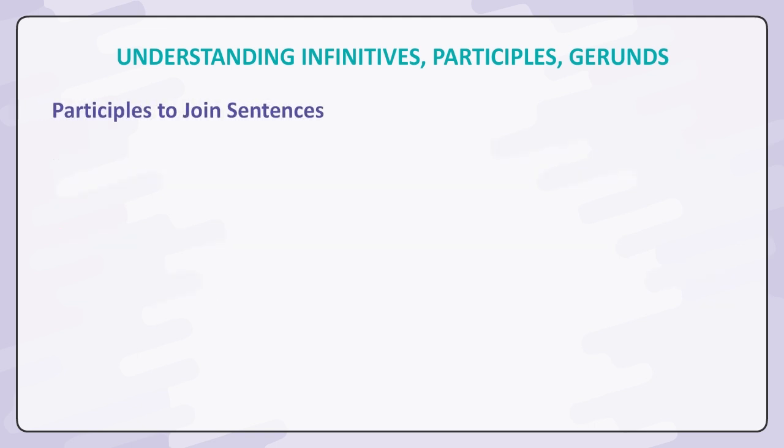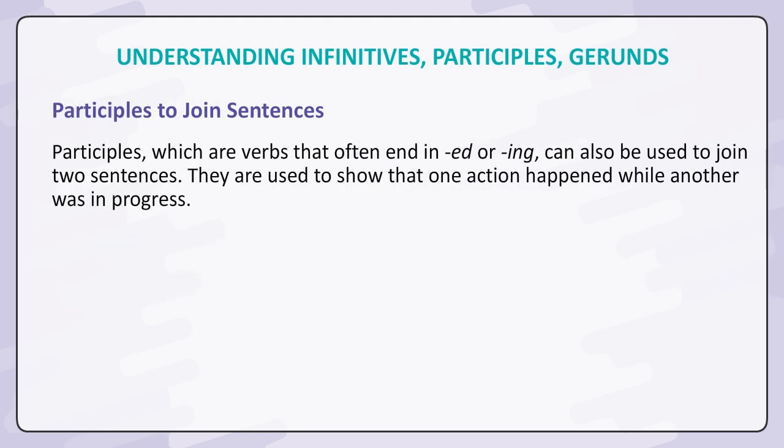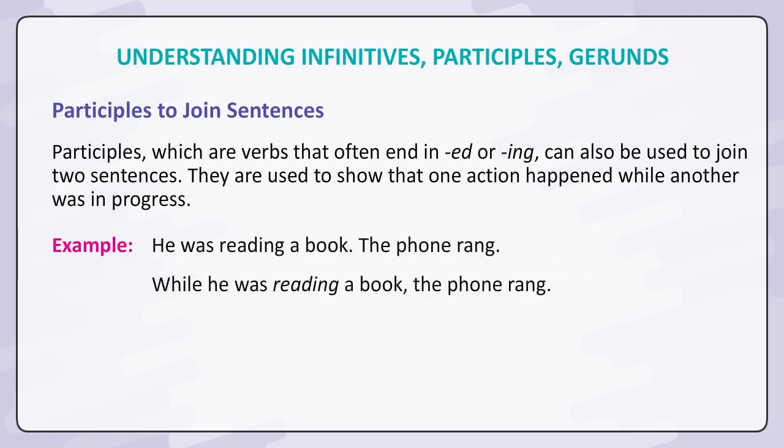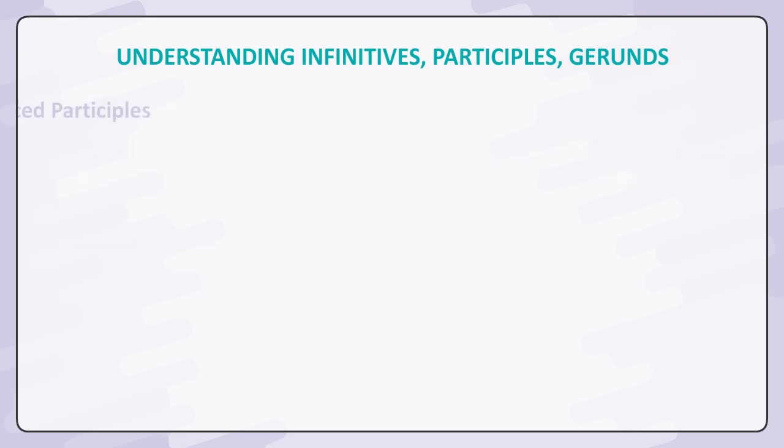Participles to join sentences. Participles, which are verbs that often end in ed or ing, can also be used to join two sentences. They are used to show that one action happened while another was in progress. Example: he was reading a book. The phone rang. While he was reading a book, the phone rang.